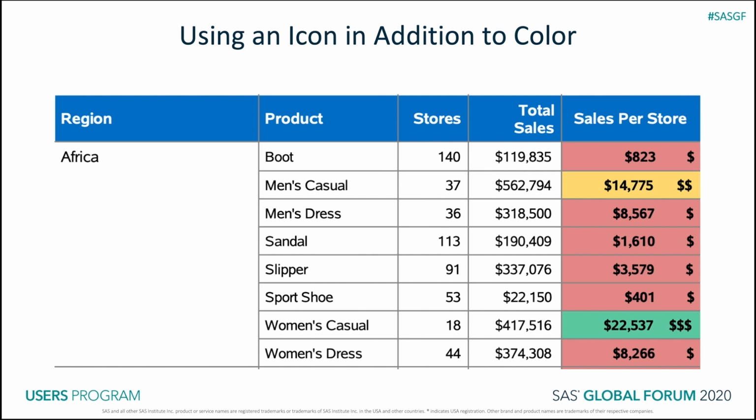So now if I can't perceive the color between red, green, and yellow, I can see the icons and understand that. Additionally, if I'm a screen reader user and I can't see the colors or the icons at all, what I've also done, you can't really see this here, but on those images that I inserted alt text or alternative text on top of it. And so when a screen reader reads that 823, they're going to hear $823 and they're going to hear low performing because I said one dollar sign equals low performing. And they'll get to the next line, they're going to hear $14,775 and they're going to hear medium performing because I made the double dollar sign the medium performing, the description for that.